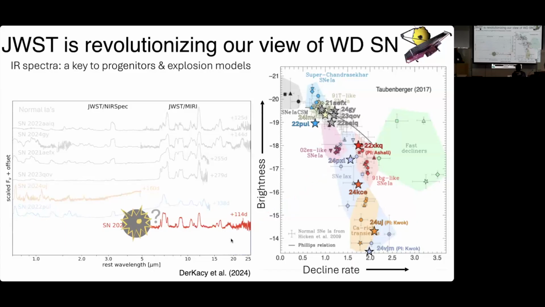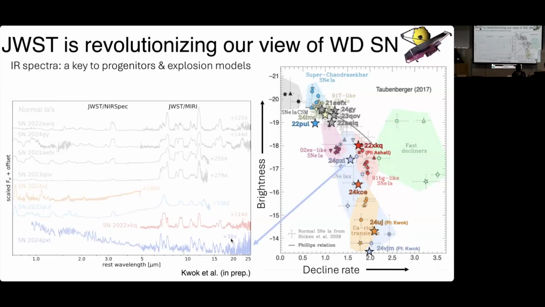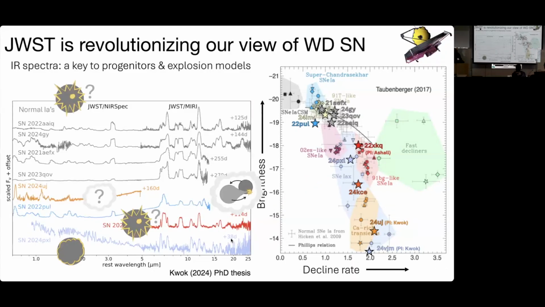So we've been taking JWST spectra of a bunch of these different things across the thermonuclear supernova zoo, and we kind of have a story that's emerging. We only have one example of this supertron, where both of the stars explode. The 1AXs seem consistent with a pure deflagration. Normal 1As seem to have some kind of detonation.